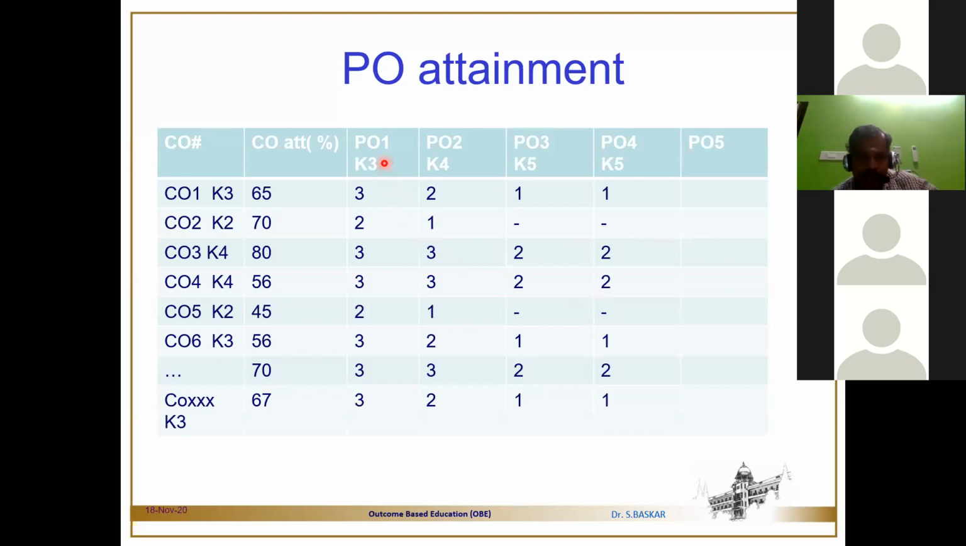Here, if you refer to the POs, we already discussed yesterday, there are 12 POs. If you read the PO statement, each PO is also expecting certain levels. If you see the first PO, that is apply level, because the keyword for the first PO is apply: apply the knowledge of mathematics, science, engineering fundamentals, and engineering specialization to solve complex problems in engineering.